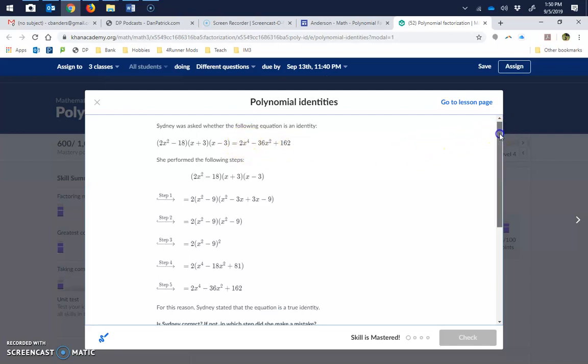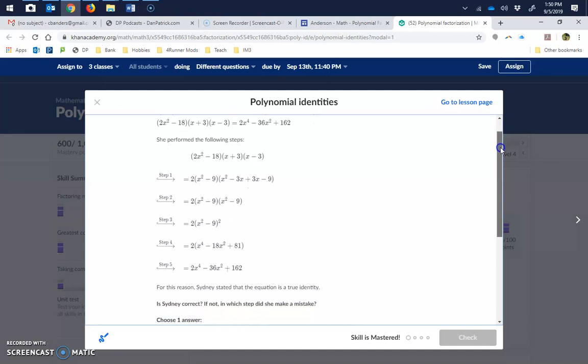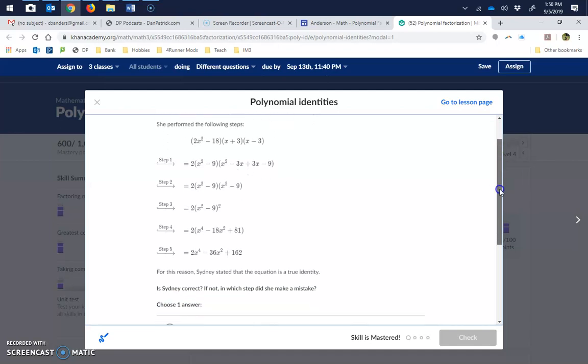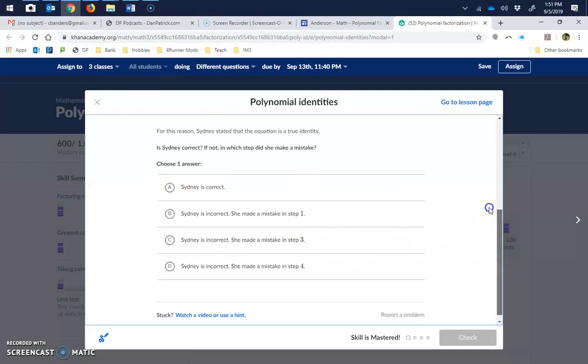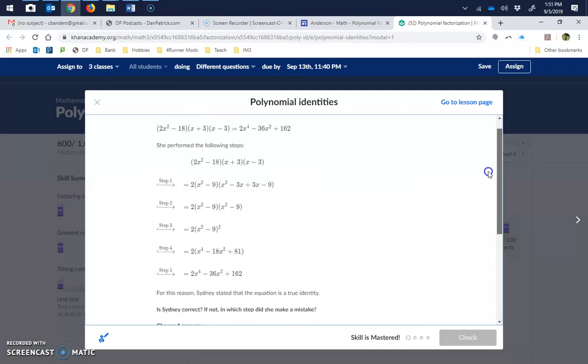So we're going to see what Sydney does and see if she makes a mistake anywhere. If she does make a mistake, that is the answer. If she's correct, then A is the answer. So let's just start walking through it and see what she does each step of the way. So the first step, she does two things. She factors out a 2. So 2x squared minus 18, so 2 times x squared is 2x squared. 2 times minus 9, negative 9, is negative 18.